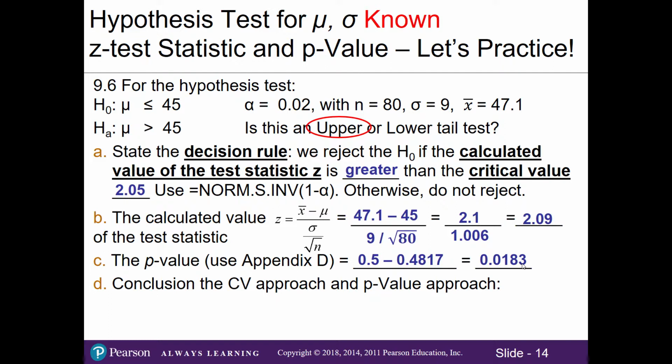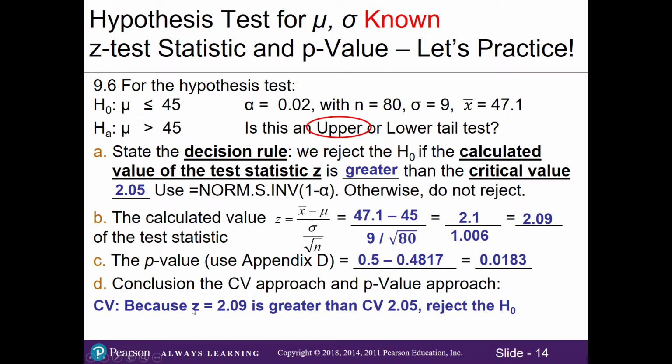Now let's make our conclusions. If we use the critical value approach, what you'll do is compare the number in part B to the number in part A. So because our test statistic z of 2.09 is greater than our critical value, or our cutoff point, of 2.05, we reject the null. And if you forget why we say this, you can always go back to the decision rule and read it out loud, because our decision rule tells us how to make our decision.